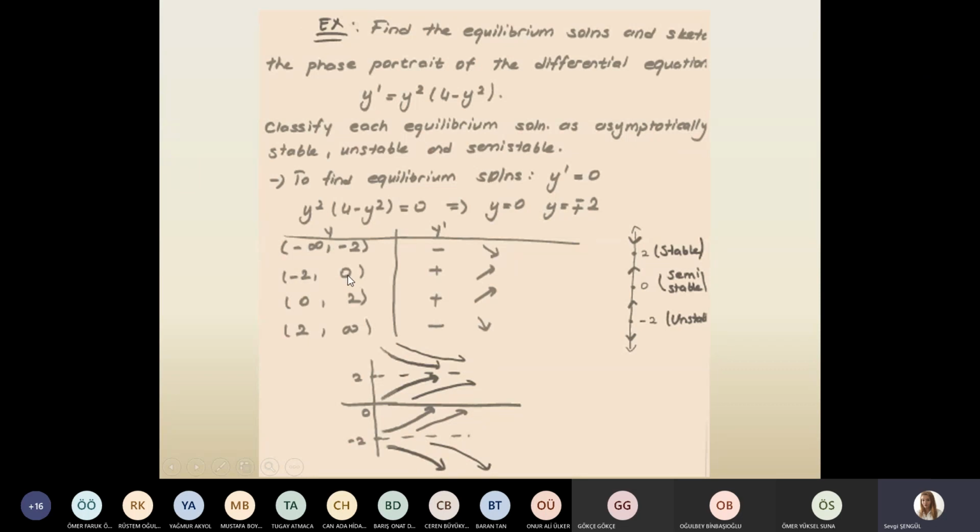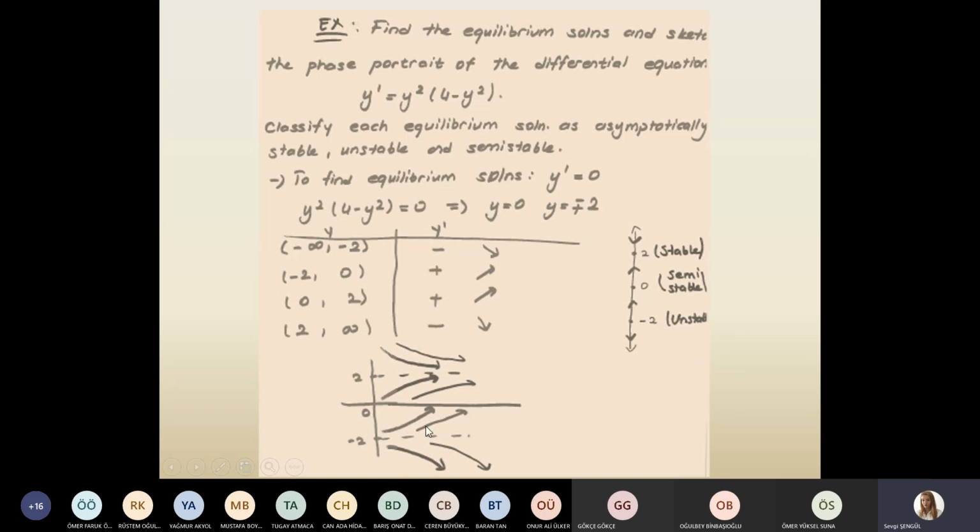From -2 to 0, choose -1. So this is positive, this is positive, it will be positive. Then the solution curves are increasing. For 0 to 2, choose 1. So this is positive, this is positive, it is positive, then it is increasing. For 2 to infinity, choose 3. This is negative, this is positive, multiply, negative. So it is decreasing.